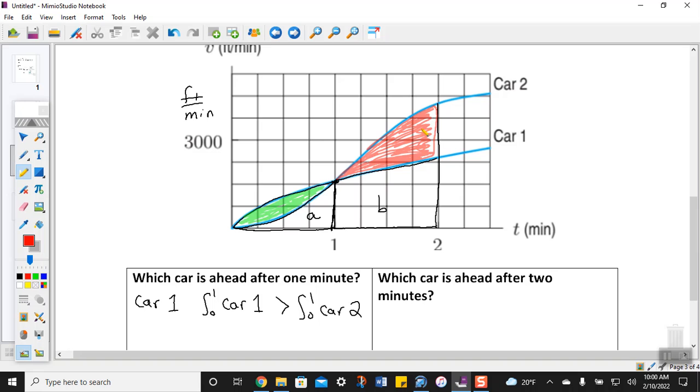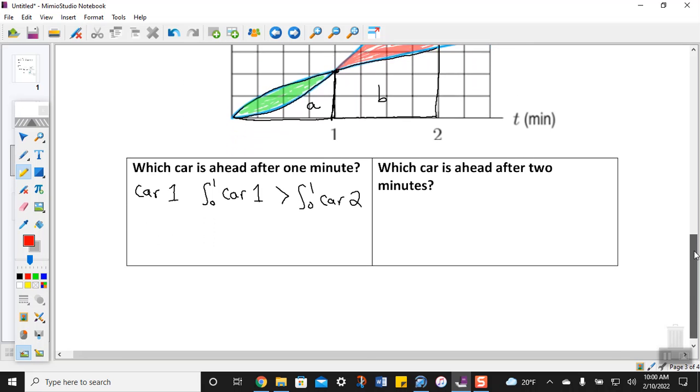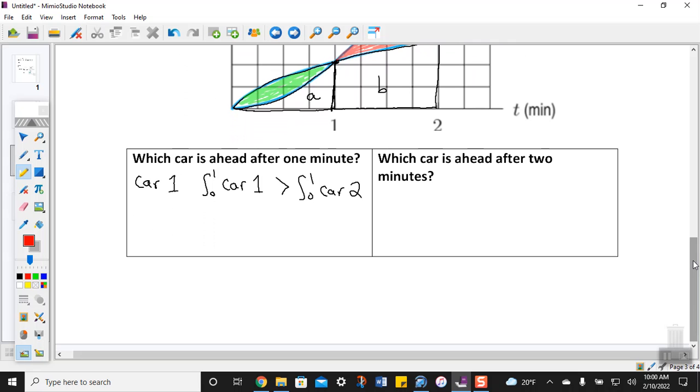So in the whole 2 minutes, who's got more area displacement then? Car 2. Because car 1 would be everything down here plus the green, wouldn't it? Yeah. Car 2 would be everything down here plus the red. Well, the red's bigger than the green, so what must be true? Car 2 is ahead, and here's my reasoning. We're going to say car 2 is ahead, because the integral, now we're not going from 0 to 1, we're going from 0 to what? 2. The integral from 0 to 2 for car 2, that total displacement area, is greater than the integral from 0 to 2 of car 1.